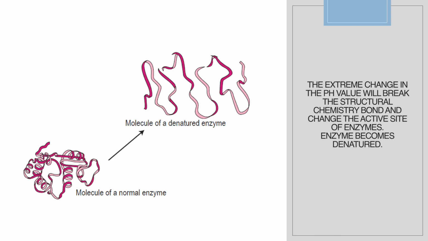But if there is an extreme change in the pH value, it will break the structural chemical bonds of the enzyme. The active site of the enzyme will change shape. At this point, the enzyme has become denatured.